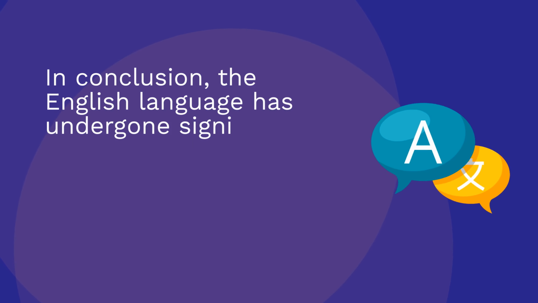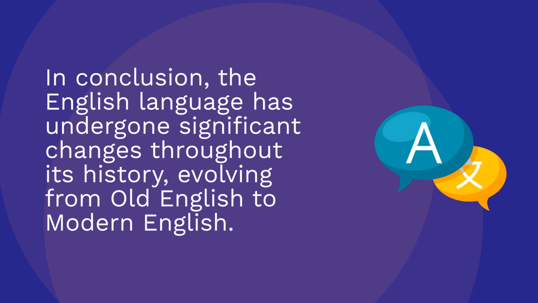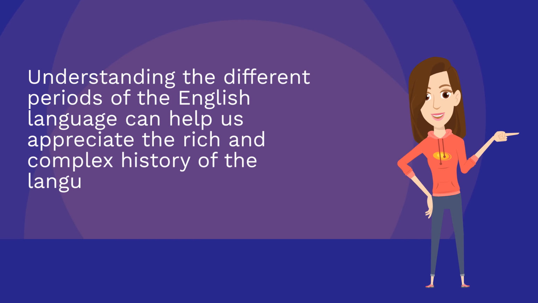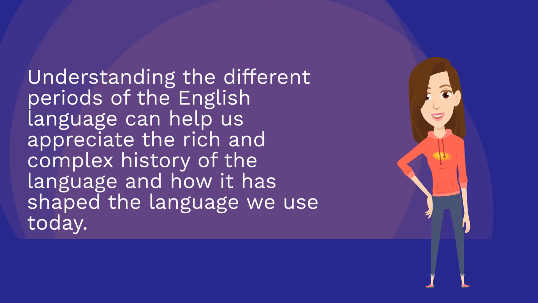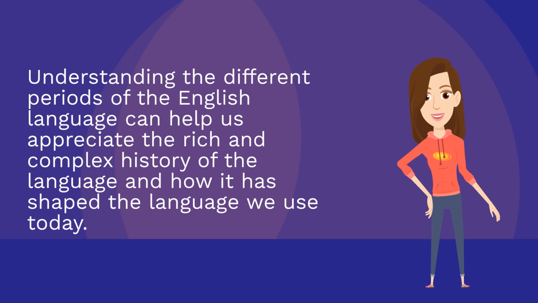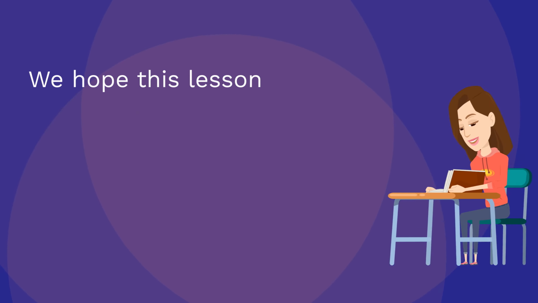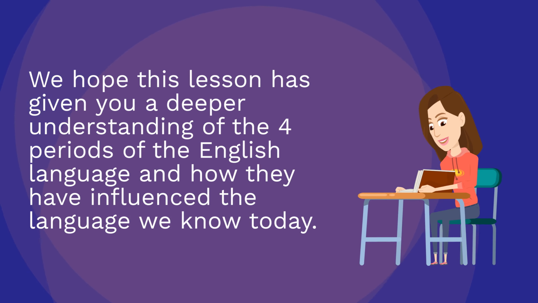In conclusion, the English language has undergone significant changes throughout its history, evolving from Old English to Modern English. Understanding the different periods of the English language can help us appreciate the rich and complex history of the language and how it has shaped the language we use today. We hope this lesson has given you a deeper understanding of the 4 periods of the English language and how they have influenced the language we know today.